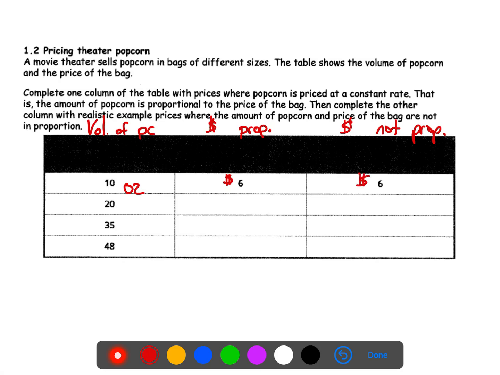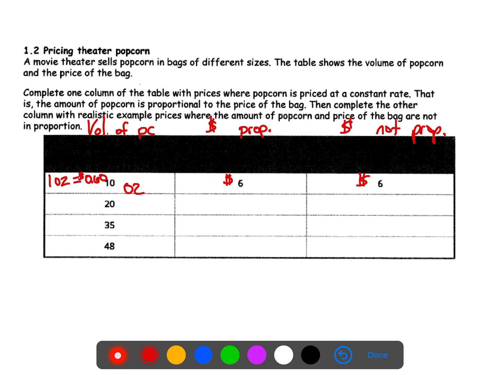And now what we're going to do is we're going to look first at proportional pricing. So the first thing we could do is we could figure out what 1 ounce of popcorn costs, because that would be a unit rate. And remember, we can always take the price divided by the number of things we're dealing with. And in this case, it's 10 ounces. So 6 divided by 10 is 0.6, 6 tenths. And that would mean that 1 ounce of popcorn, 1 ounce is 60 cents. So we'll write that out here.